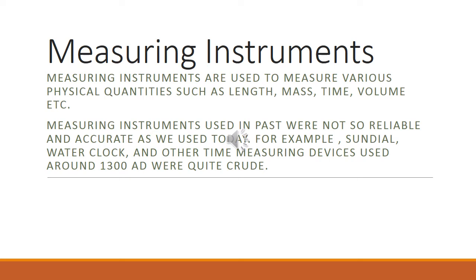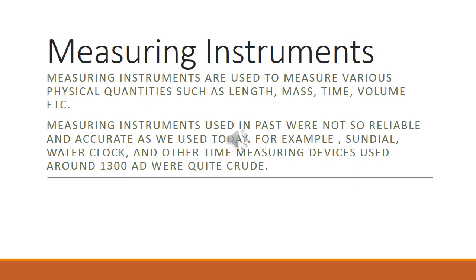The basic purpose of a measuring instrument is that it is used to measure various physical quantities, as I have already told you, like length, mass, time, volume, etc. Measuring instruments of the past, like the sundial and water clock, were not so reliable and accurate, and other time measuring devices used around 1300 AD were also very crude, you can say, and not up to the mark. People at that time were not familiar with finding the exact value, due to the lack of abilities and skills of the people, as well as the quality of the measuring instruments.